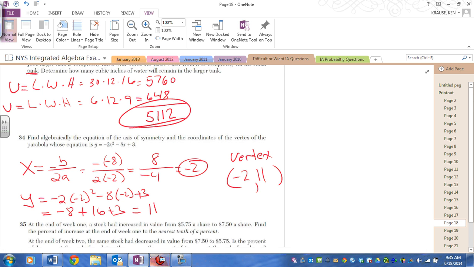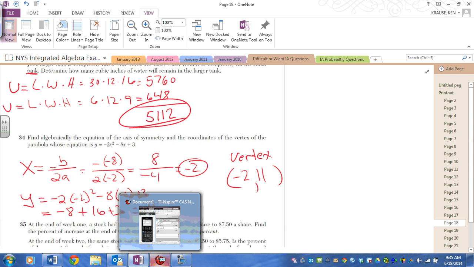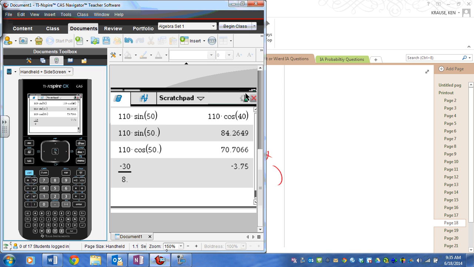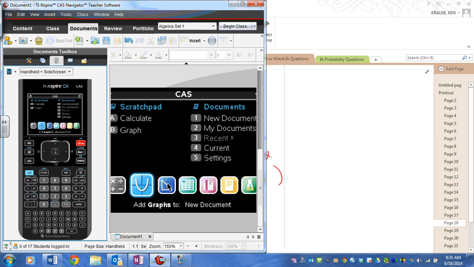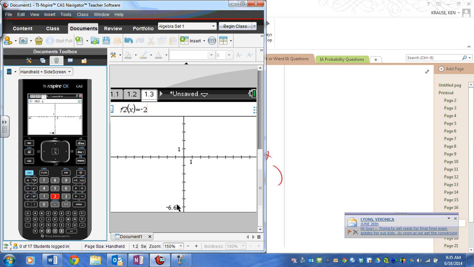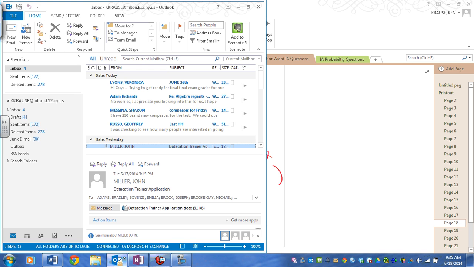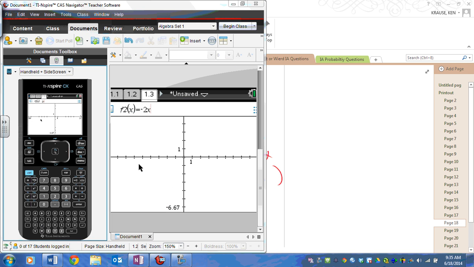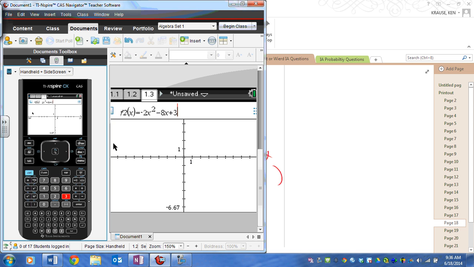Now, I would certainly check my work. Negative 2x squared minus 8x. I'm going to go to graphic mode. And it's negative 2x squared minus 8x plus 3. Here's how I'm going to graph that.